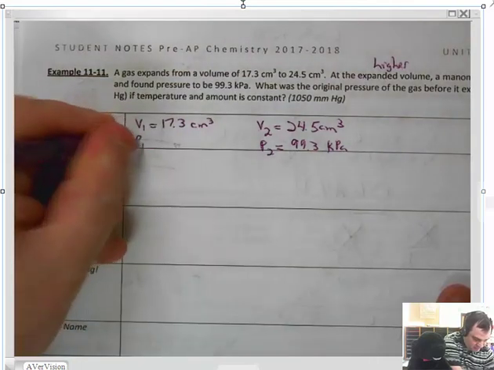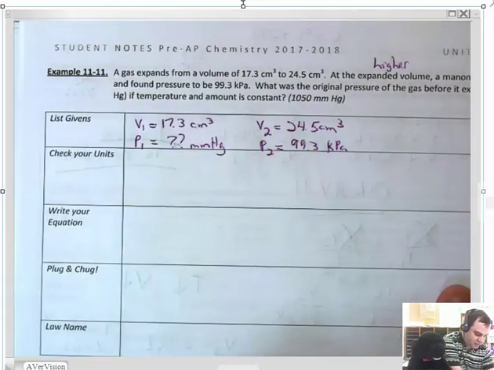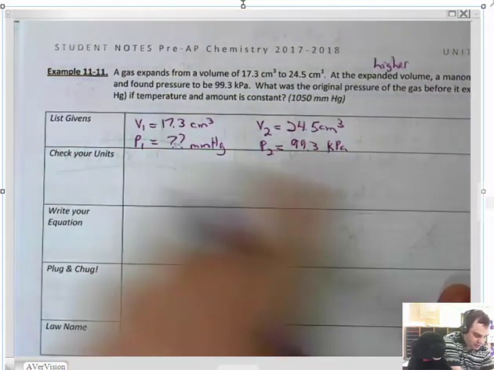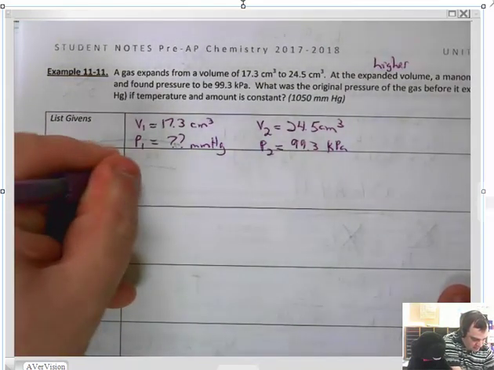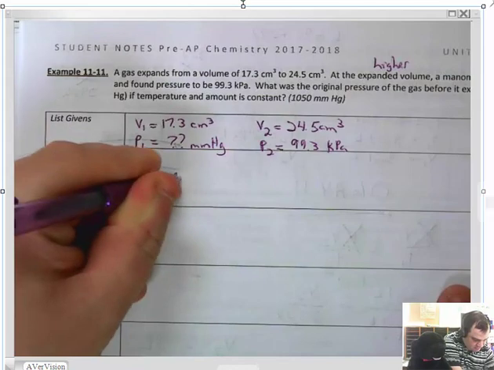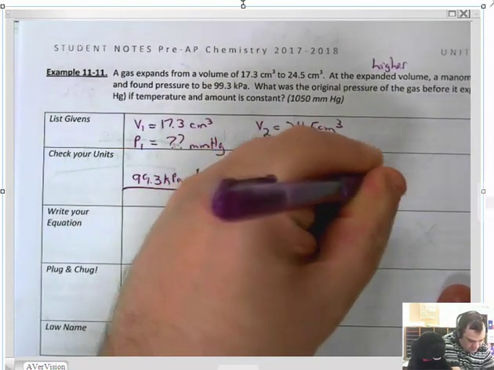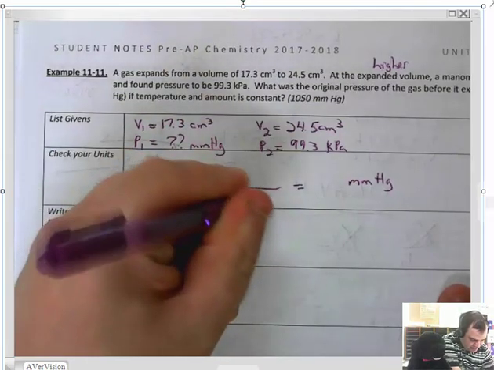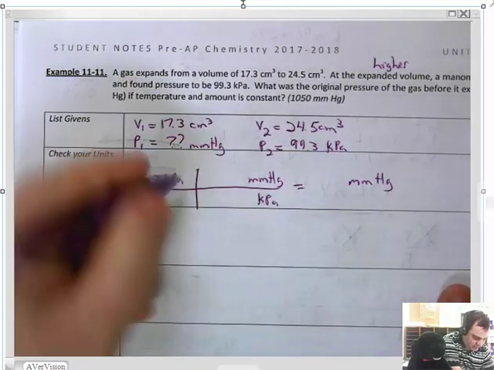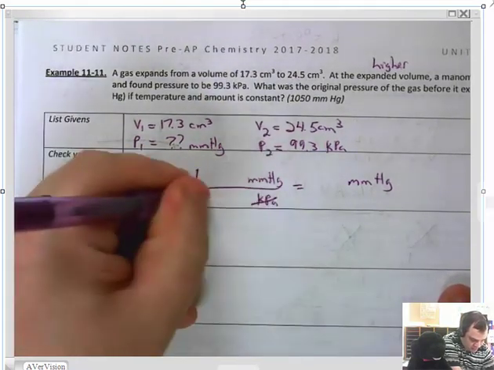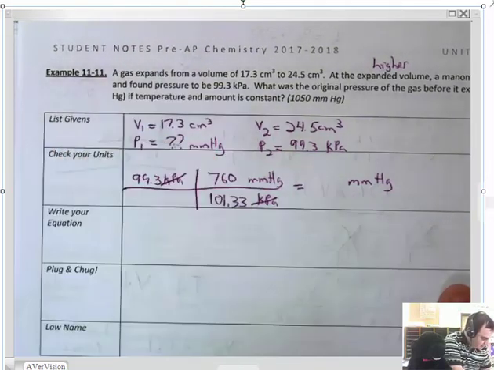So we're going to look for this pressure in millimeters of mercury here. We can see here that the units are not the same, and the temperature and the amount are constant. So we're going to convert 99.3 kilopascals over to millimeters of mercury. Kilopascals on the top, kilopascals on the bottom. What are we going to convert to? Millimeters of mercury. Remember that these numbers are on the formula chart. Swish. 101.33 kilopascals and 760 millimeters of mercury.